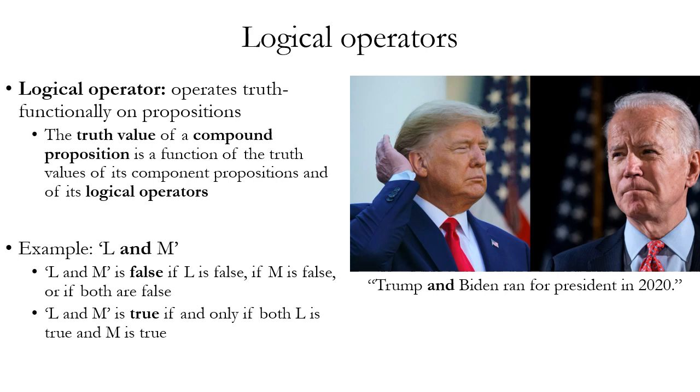The L and M proposition is false if either L is false, or if M is false, or if they're both false. Otherwise, the and proposition is true. So you could think of the logical operator and as being a kind of function over the truth values of its individual components. It operates on the truth values of L and M, which creates a truth value for the whole compound proposition.